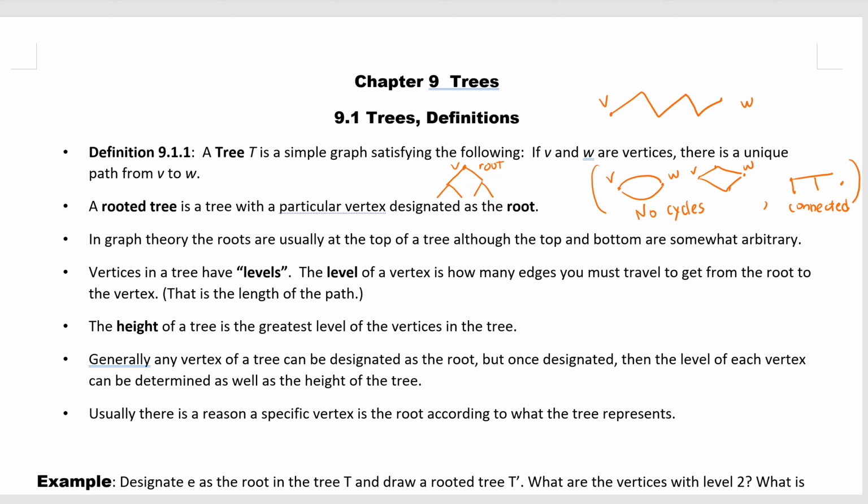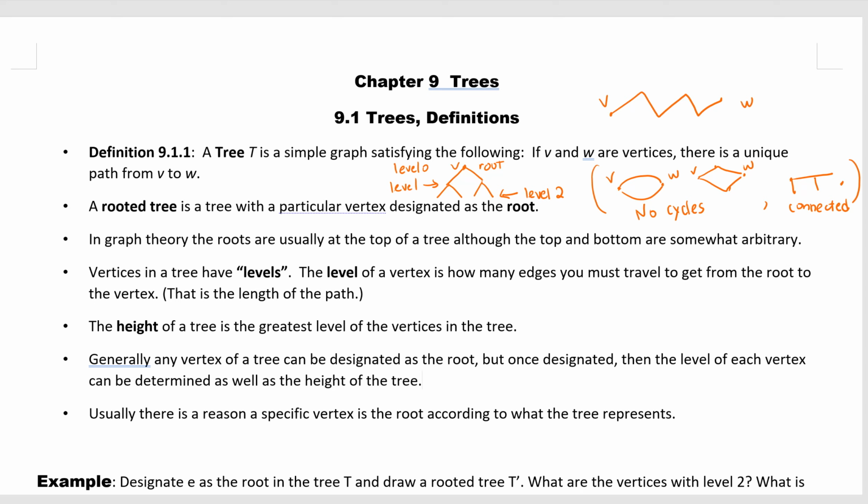Vertices in a tree have levels. The level of a vertex is how many edges you must travel to get from the root to the vertex. So that is the length of the path. For example, in this picture, the root is level 0, and then these vertices are level 1, and these are level 2. It's the length of the path that starts from the root.